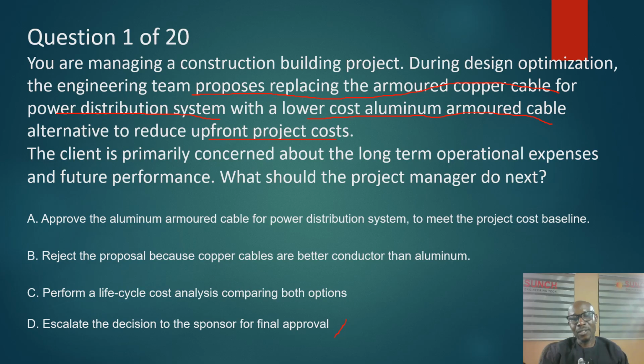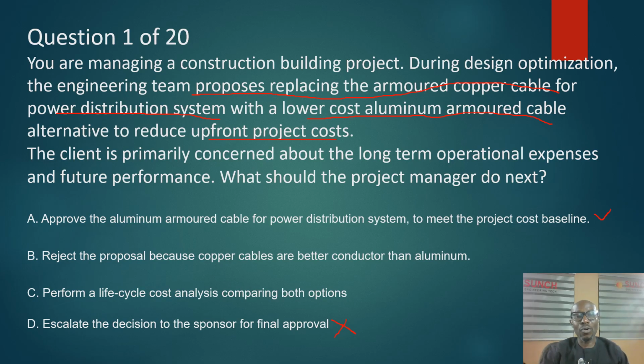Questions like this, you just eliminate them. Escalate, because the client himself is depending on you as a solution provider. So let's go back through the options. A, approve the aluminum armored cable for power distribution system to meet the project cost baseline. Well, already from the question, it is talking about aluminum cable for power distribution with a lower cost. It's cheaper. Are you to approve it? Let's just mark this for now and go through the other options.